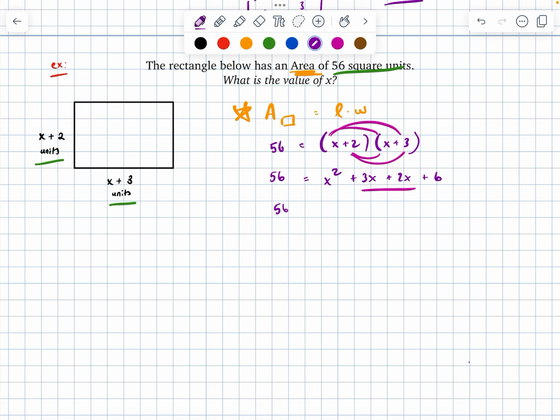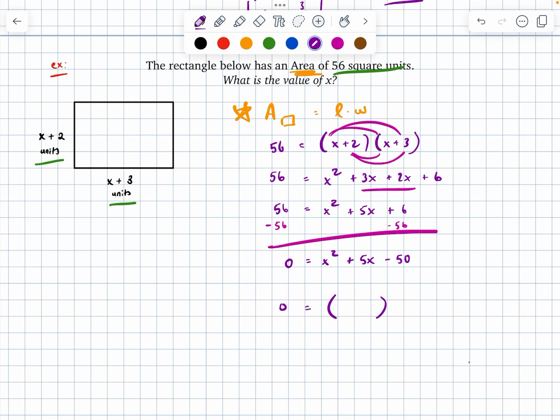Last move, let me add those middle terms together here. 56 is going to be equal to x squared plus 5x plus 6. From here, I want to use the zero property. Easiest way to do that would be to subtract 56 from both sides to get a 0 on the left. So here 0 is going to be equal to x squared plus 5x minus 50.